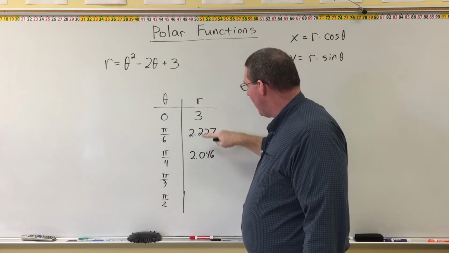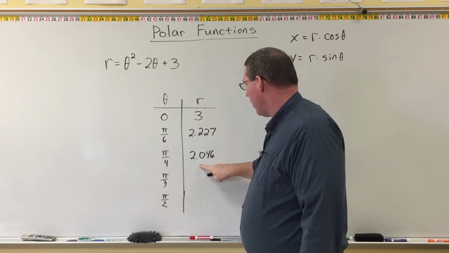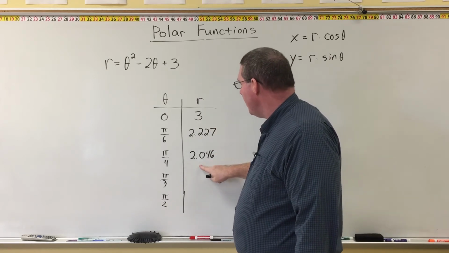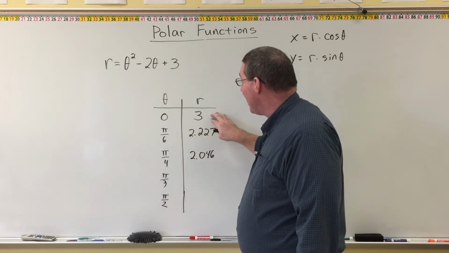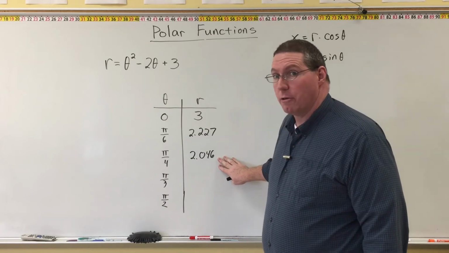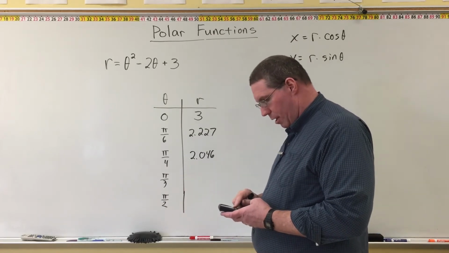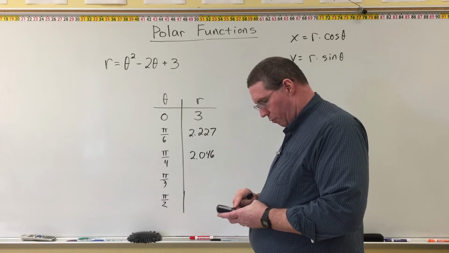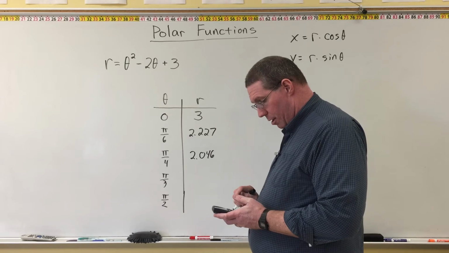Look what's happening here. My values are decreasing. I'm going from 3 down to 2.2 down to 2, right? And so I get the idea as my theta angle increases, I have a negative slope here, right? My values are decreasing, okay? Well, let's see what happens at pi over 3. Let's change those 4's to 3. So I got pi over 3 squared minus 2 times pi over 3 plus 3.